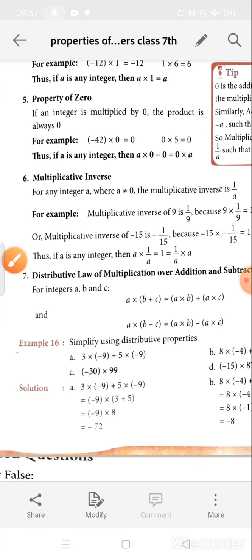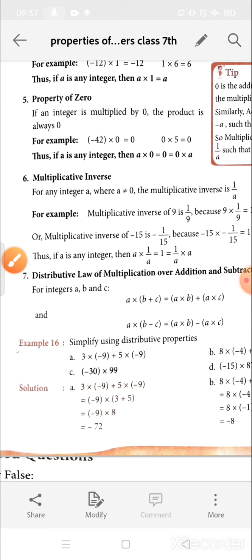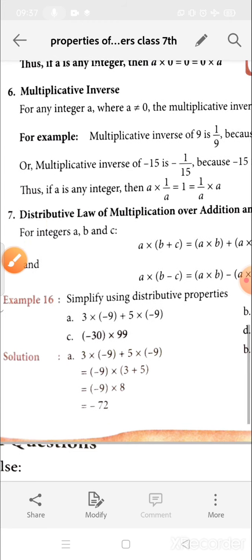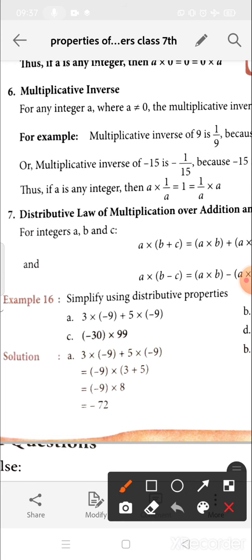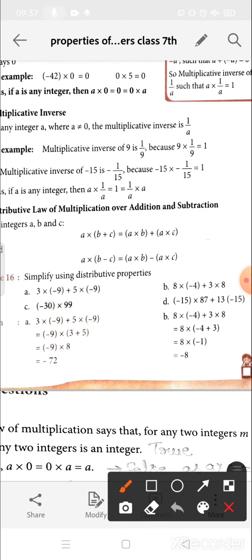Clear? For example, if you have to find the multiplicative inverse of 15, it will be equal to 1 by 15. If you have to find the multiplicative inverse of 4, it must be equal to minus 1 by 4. Clear? So look here. Now this is the last property, and this is the distributive law of multiplication over addition. According to this property, we can distribute the multiplication over addition. How can we do this? Look here.